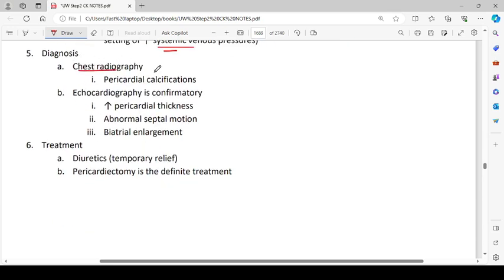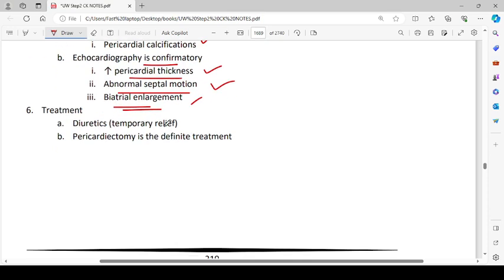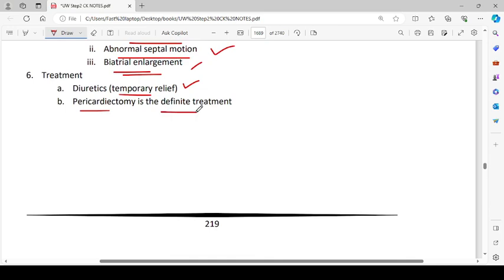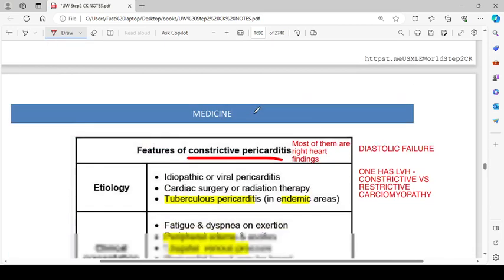Diagnosis is with chest radiography. Pericardial calcifications will be seen, and echocardiography is confirmatory. Increased pericardial thickness, abnormal septal motion, and biatrial enlargement. The treatment is with diuretics that can give temporary relief, and pericardiectomy is the definitive treatment.